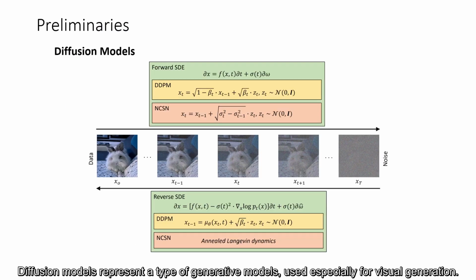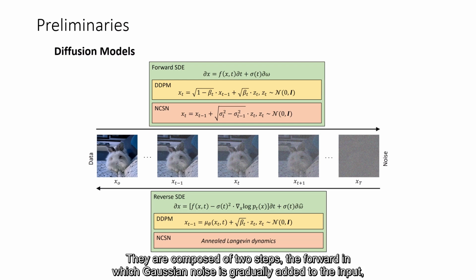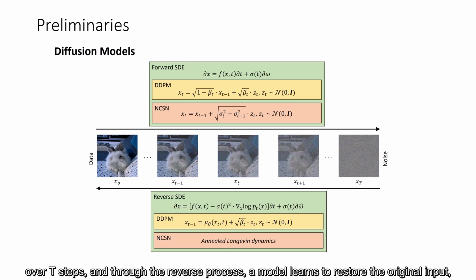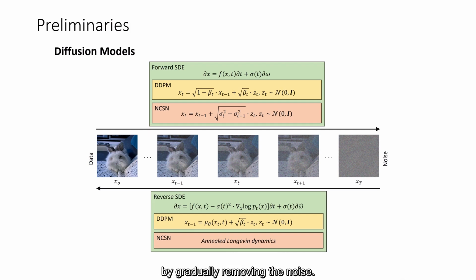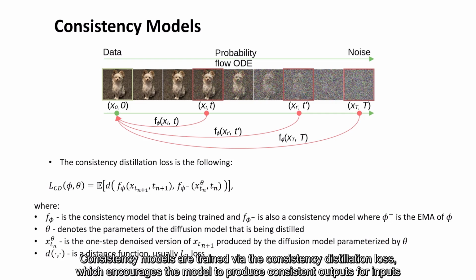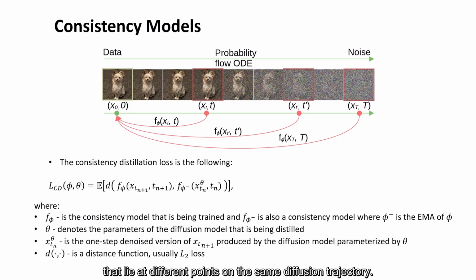Diffusion models represent a type of generative models used especially in visual generation. They are composed of two steps: the forward step, in which Gaussian noise is gradually added to the input over capital T steps, and through the reverse process, a model learns to restore the original input by gradually removing the noise. Consistency models are trained via the consistency distillation loss, which encourages a model to produce consistent outputs for inputs that lie at different points on the same diffusion trajectory.